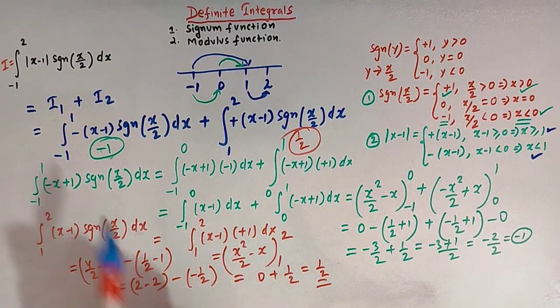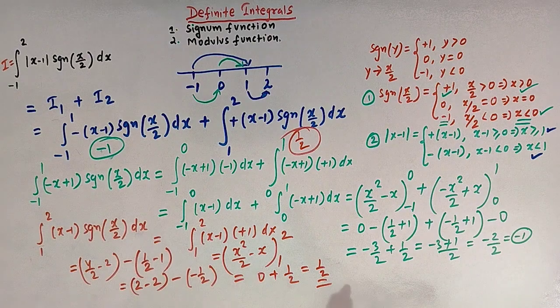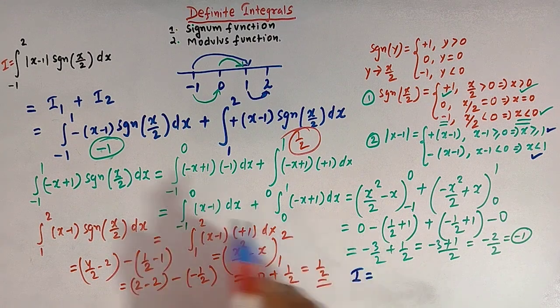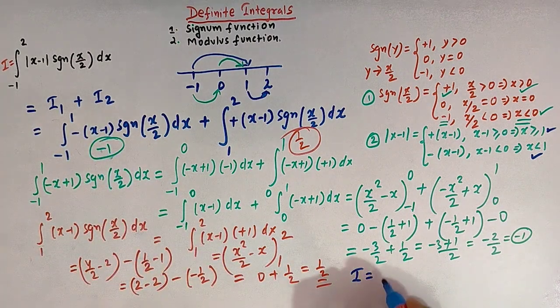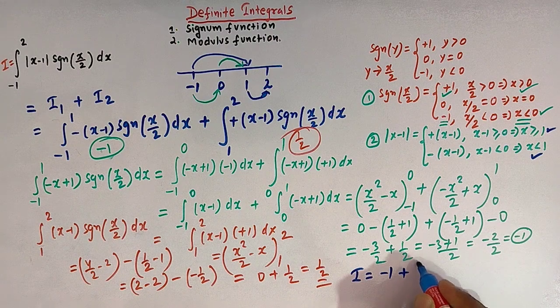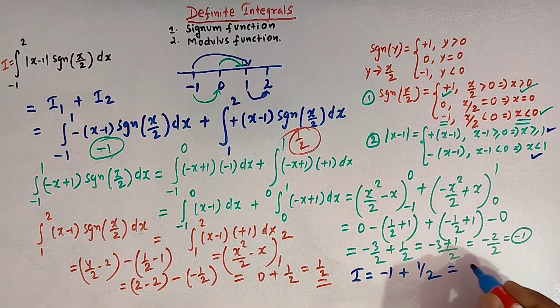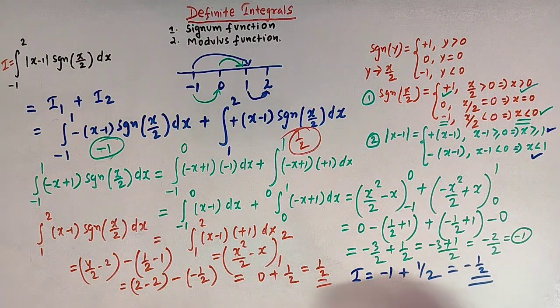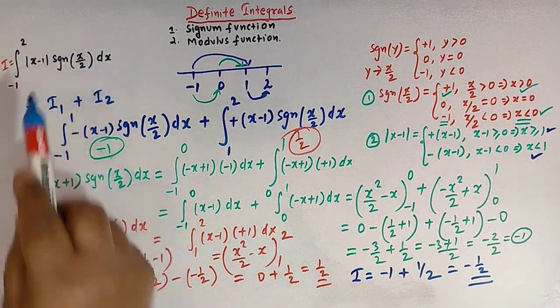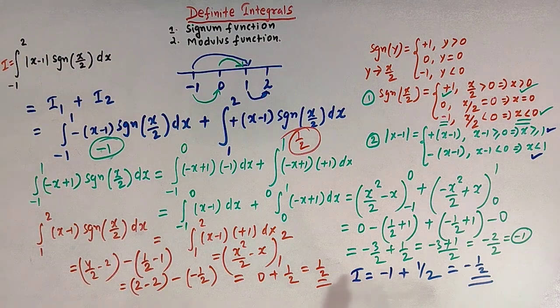So now the composite value of this integral I is I1 plus I2. I1 is minus 1 and I2 is half, and minus 1 plus half is minus half. So viewers, the value of this integral is equal to minus half.